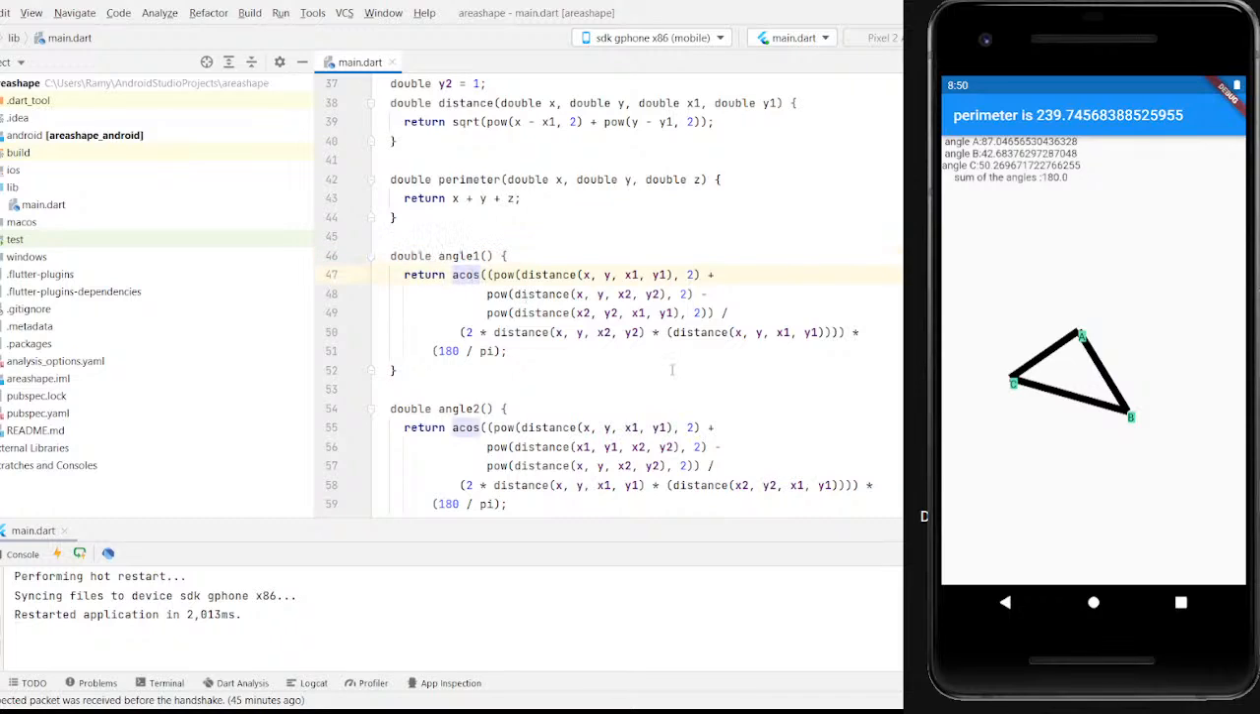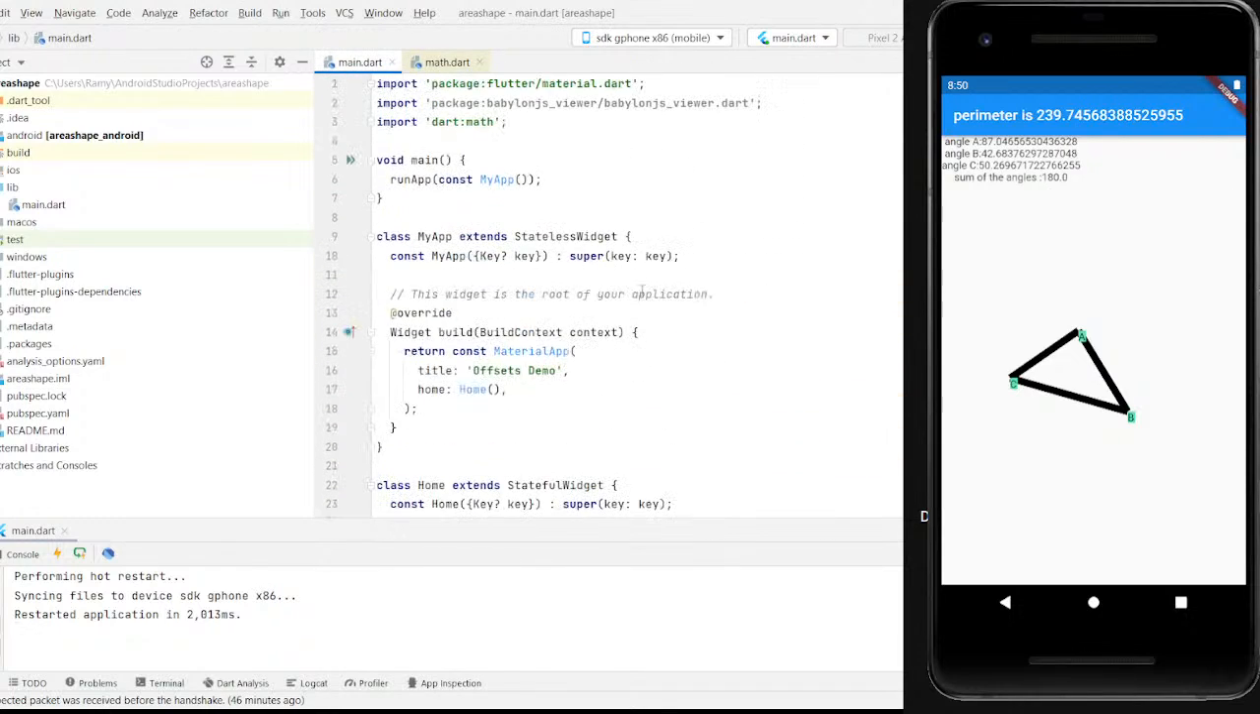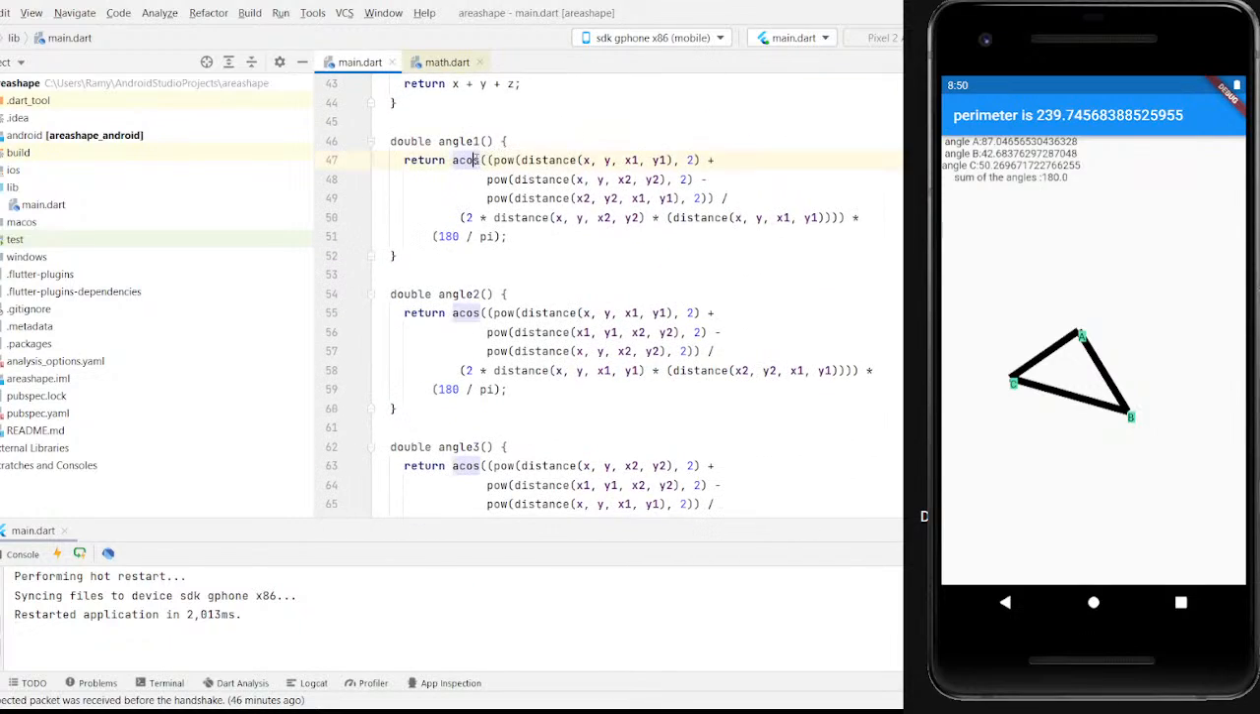So the cosine law, as you see, is a function which is inside a package called math.dart. That's why I imported this package, Dart math. This function will return an angle, and of course it will be double. So that's why I used the law that I have mentioned before.